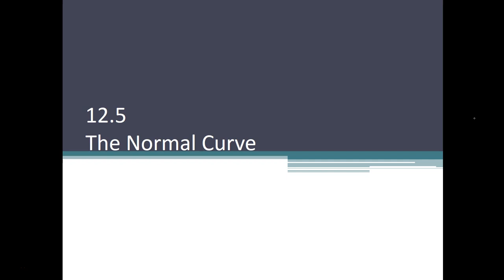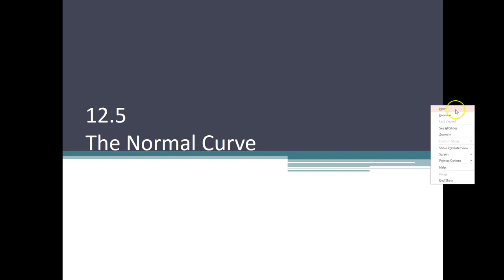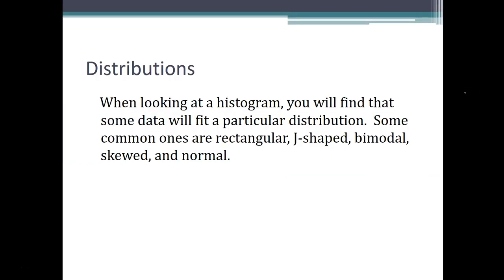Isn't that fun? All right, so we won't talk about the normal curve first, we'll talk about that last. But when you're looking at a histogram, remember those from a few lessons ago? Sometimes you'll find that your data will fit particular distributions. In other words, sometimes your histograms fit a certain shape. Not all the time, but sometimes. And some of those shapes have names. Rectangular, J-shaped, bimodal, skewed, normal.